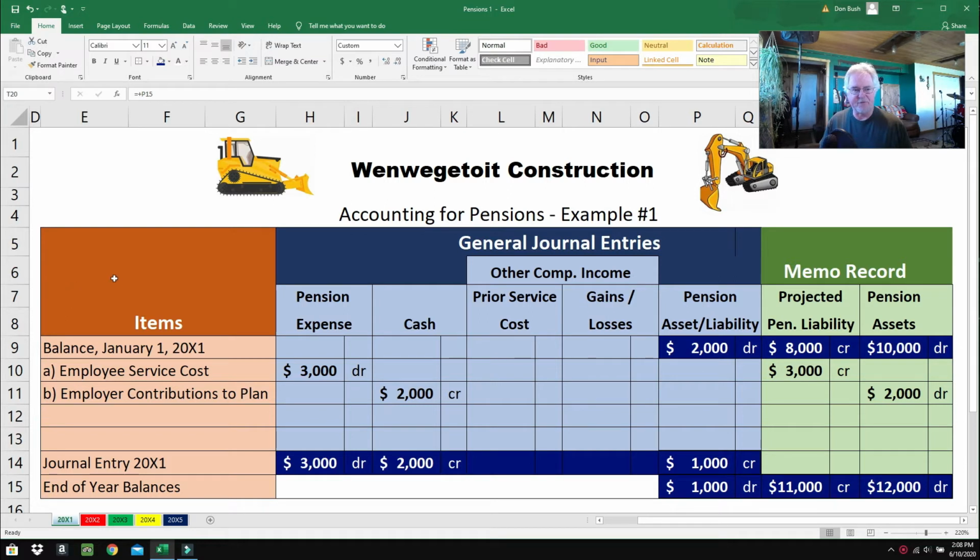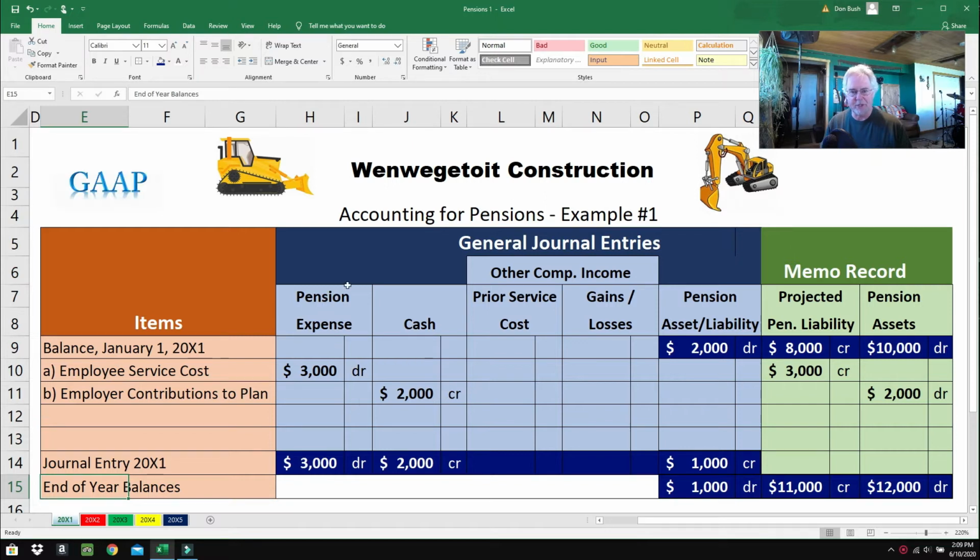Over here on the far left-hand side, we've got items, things like the beginning balance, employee service cost, employer contributions, and we're going to do a journal entry, of course, and end of year balances. With each example there'll be more and more things. So you want to watch this video and get a good start, and then watch the other videos, and it'll help you understand pensions. Although I gotta say, it's not the whole story. There's a lot more to this than what I'm going to share, but at least this will give you a good head start.